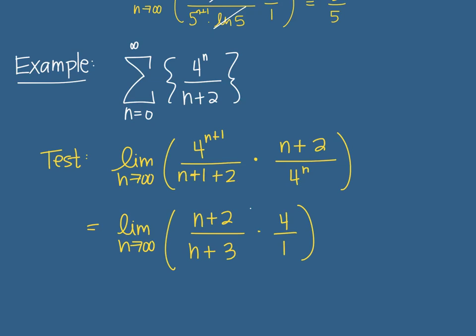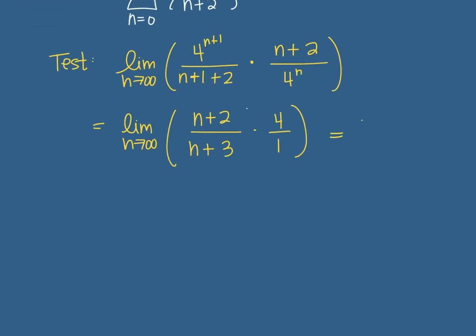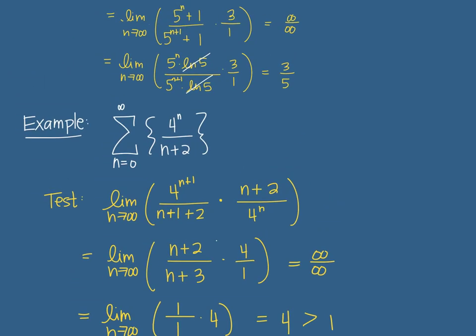Okay, at the moment, that is still indeterminate. So you can either divide through by n, or you can do L'Hopital. If you do L'Hopital, you get 1 over 1 times 4. Either way, the answer is 4. Relative to the number 1, this is greater. And since it is greater than 1, the original series diverges, or is divergent, because it was greater than 1, which I could have proven with the nth term test also.